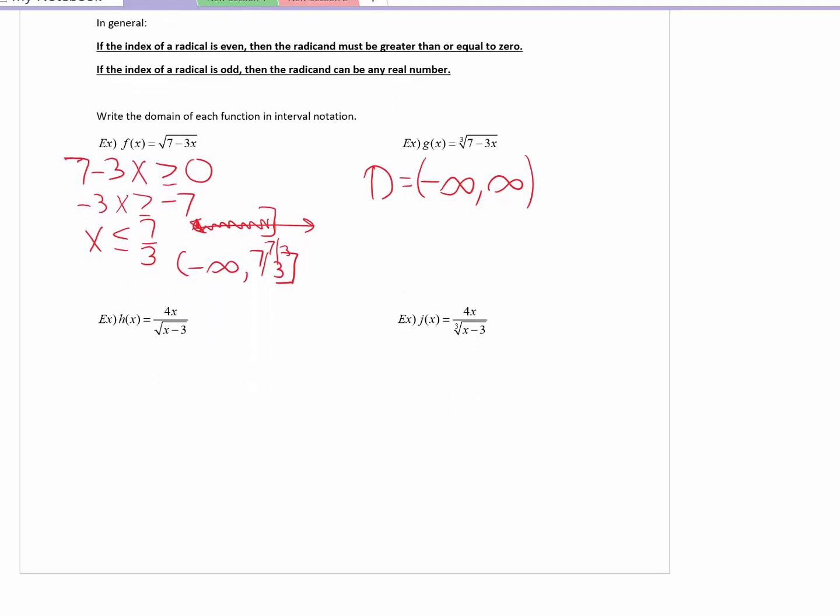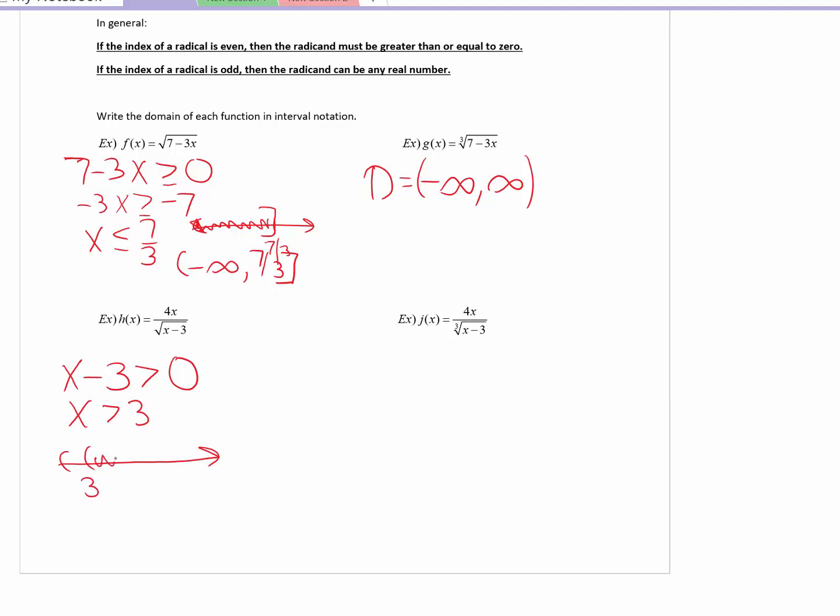All right, let's take a look at the next example then. Here, the radicand is in the denominator. Now, the index is even, so automatically it's going to be greater than or equal to 0. But because a square root is in the denominator, it cannot equal 0. So what I'm going to write then is x minus 3. But instead of it being greater than or equal to 0, because remember it can't equal 0, I'm going to write it as strictly greater than 0. So add 3, x is greater than 3.